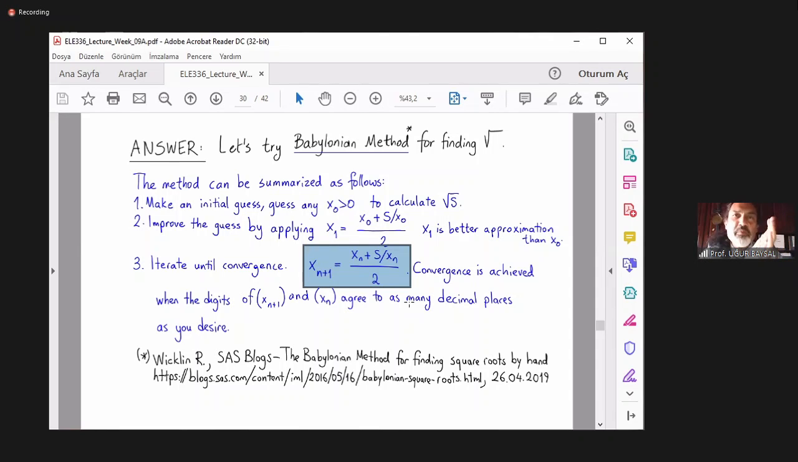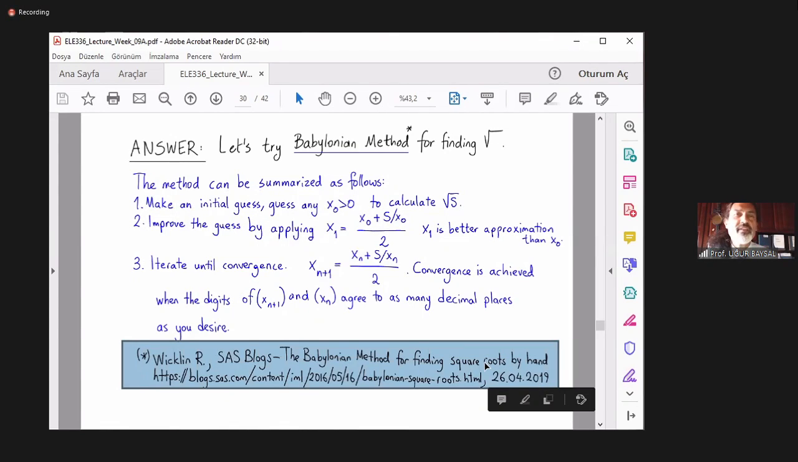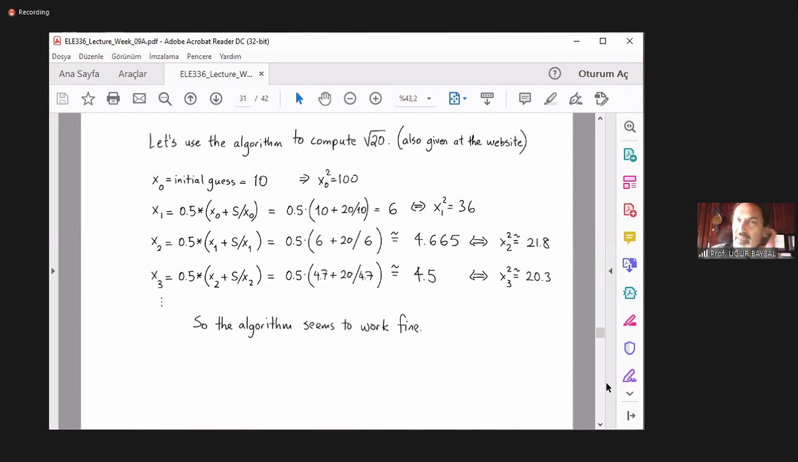Whenever these numbers are equal, of course, the iteration ends because you cannot continue till infinity, okay? You have valuable time for the computer. Convergence is achieved when the digits of the n plus 1th iteration and the nth iteration agree to as many decimal places, okay, as you desire. And you can also find details of this method on this internet site or some other similar internet sites, because this is a very well-known technique.